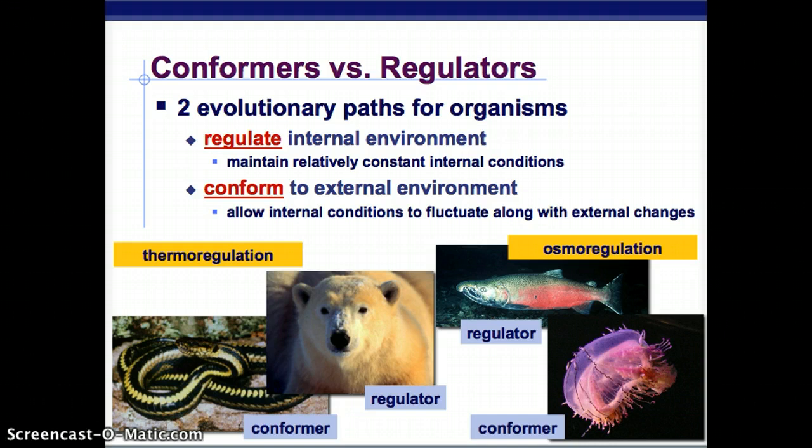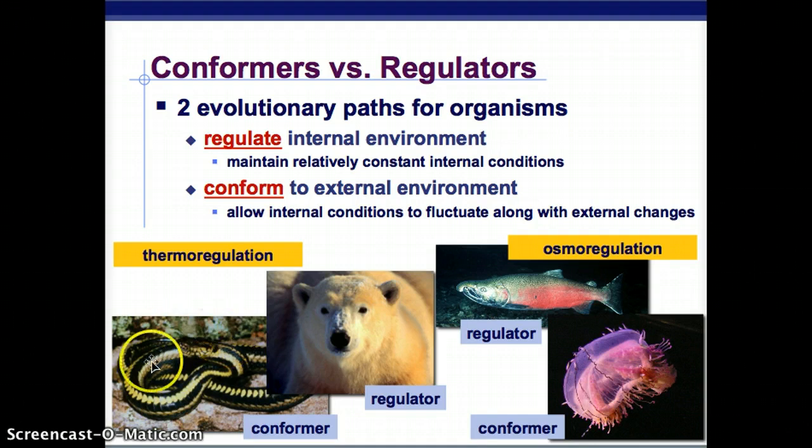So we would call those endotherms and ectotherms. Endo is internal, ecto is outside. Humans are endotherms. We regulate our internal environment. So here are some examples. In thermoregulation, they regulate their own temperature, or they let the environment regulate their temperature.